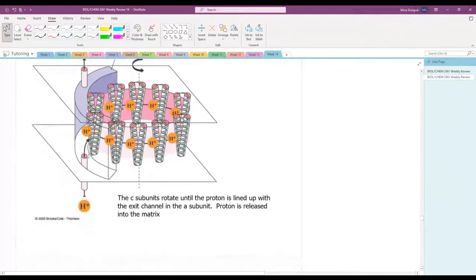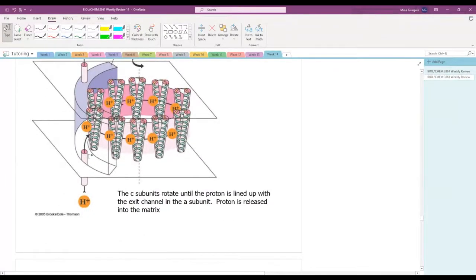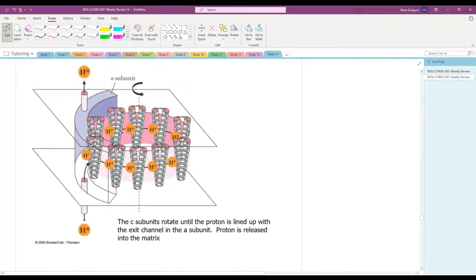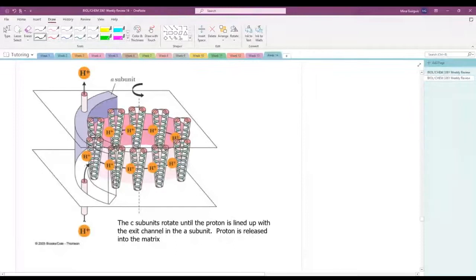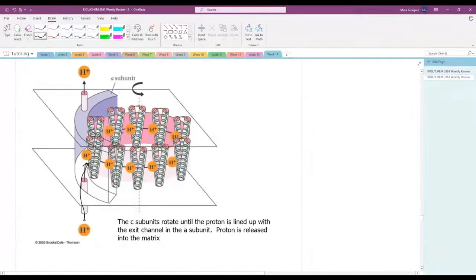Then the C subunits rotate until that proton is lined up with the exit channel. It's a little bit weird, but basically, we take a proton, stick it onto here, let it move, and then kick it off.